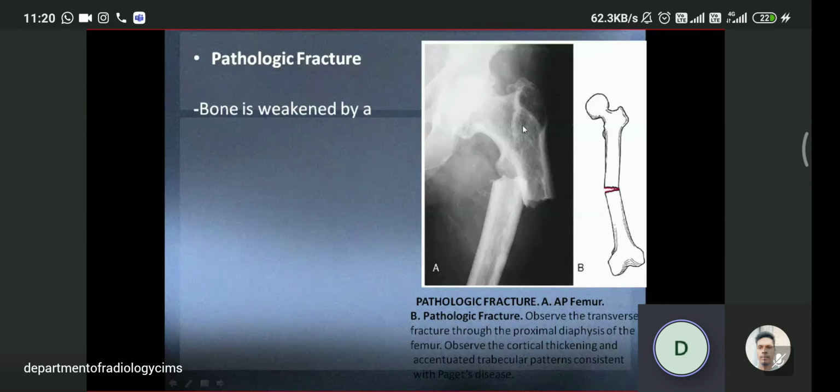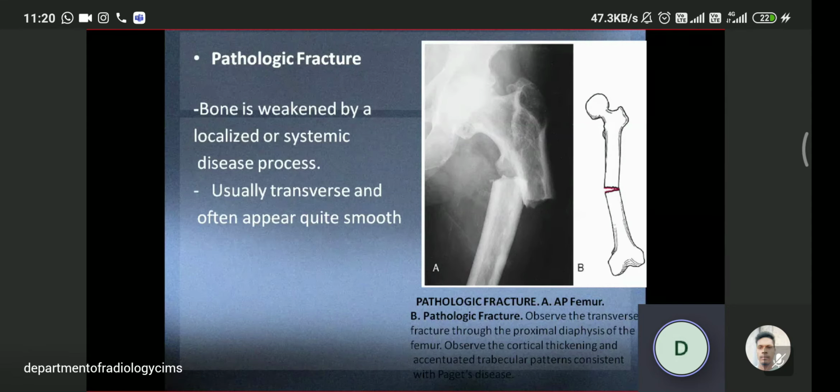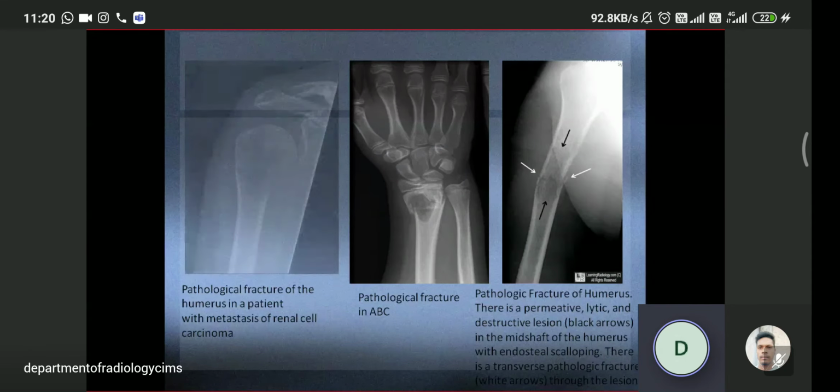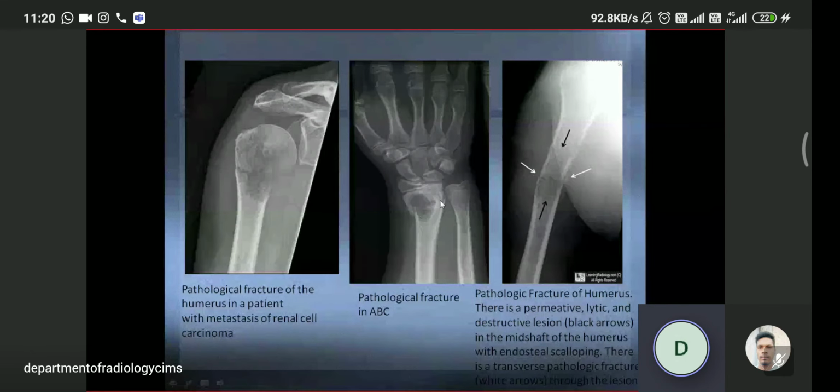Pathological fracture. You can see the bone is osteoporotic, low density bone is there, and the total subluxation, so total dislocation of the proximal part over the distal part. This is a pathological fracture. This is again a pathological fracture.